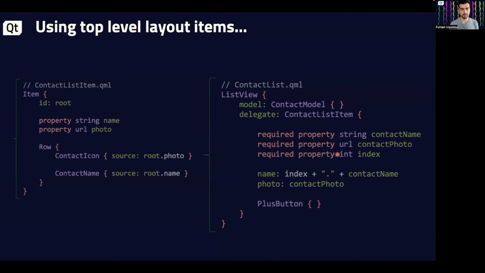In order to fix this problem, you just make your top level item a non-positioner type or a non-layout type, and then put your positioner item inside of that top level item. In this case, when I run this code, plus button will indeed show up on the top left corner as I intend it to be, or maybe I want to anchor it to some other place.